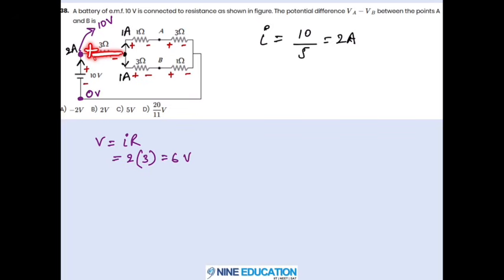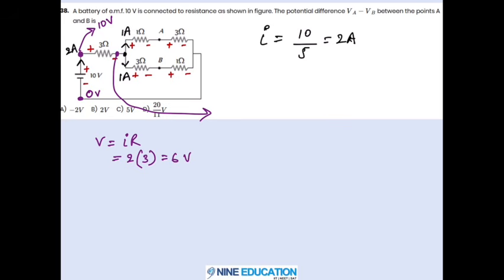This is positive, this is negative. So you're going from positive to negative. That means the potential is decreasing from here to here by 6 volt. And you already know that potential here is 10 volt. So what would be the potential here? This would be 6 volt.